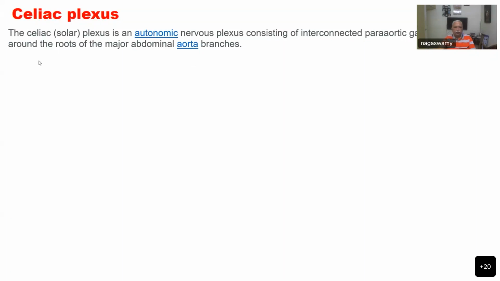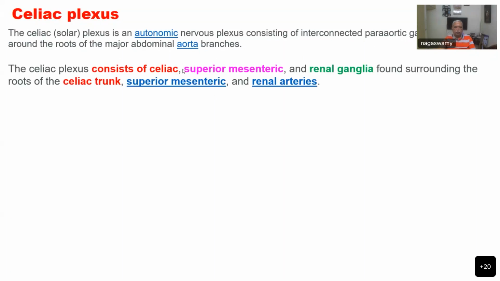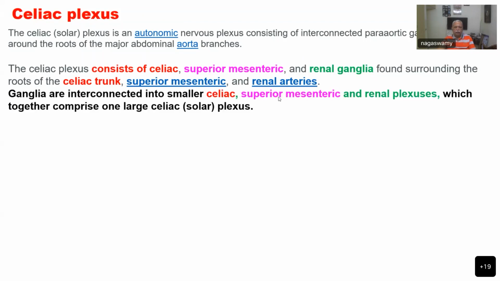So, celiac plexus is an autonomic nervous plexus consisting of interconnected paraaortic ganglia located around the roots of the major abdominal aorta branches. There are smaller ganglia which are interconnected, and the whole of them together is called the celiac plexus. It consists of three ganglia: the celiac, the superior mesenteric, and the aorticorenal. These three important ganglia surround the celiac trunk, superior mesenteric, and renal arteries. The ganglia are interconnected into smaller celiac, superior mesenteric, and renal plexuses, which together comprise one large celiac plexus. So there are three ganglia which are interconnected with small plexus.